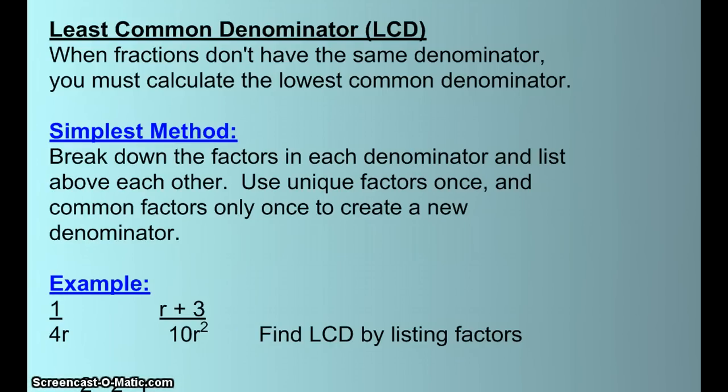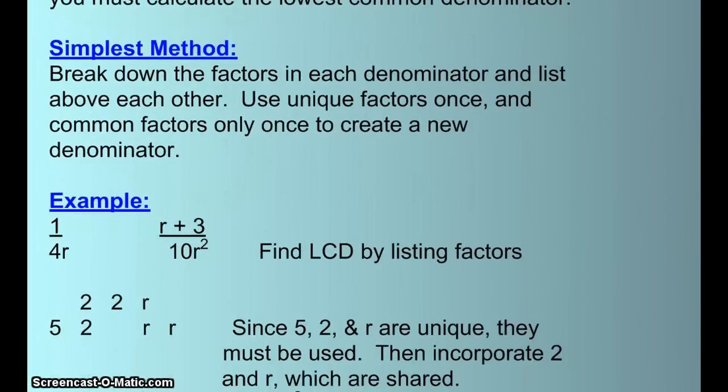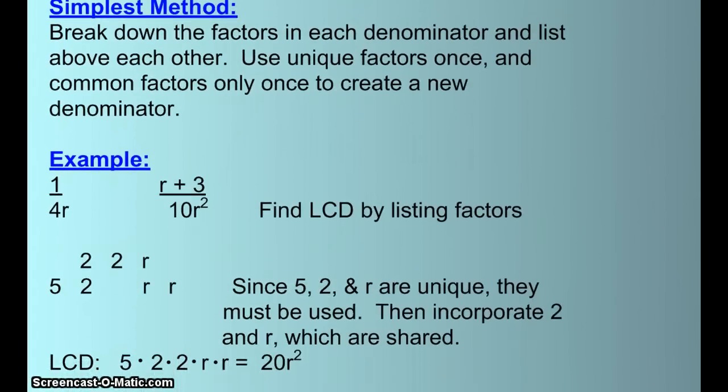So in our example, we have two fractions, 1 over 4r and r plus 3 over 10r squared. So to find the lowest common denominator, we are going to list the factors. So in 4r, we have 2 times 2 times r. And in 10r squared, it's 5 times 2 times r times r. So what you have in common here are the 2's and the r's. So you'll only use those once.